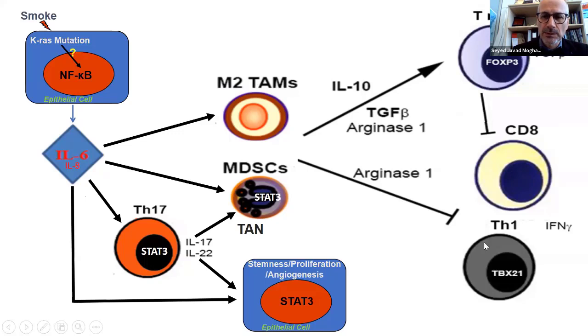cells and TH1 population, or could activate the T regulatory cell population, and those cells could inhibit the CD8 T cell response. It also induces, I'm sorry, the induction of a TH17 response, and those cells produce IL-17 and IL-22. And those two cytokines, through STAT3, could affect the epithelial cell, inducing more tumor cell proliferation, angiogenesis, and also a stemness property, which I didn't mention in the summary that I presented so far.